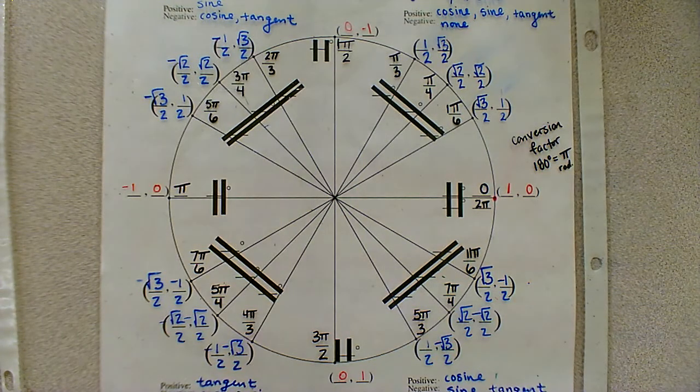Alright, now that we have the unit circle completed, we're going to go ahead and try to use the unit circle to help us figure out some of the trig values that are located at the bottom of the page.